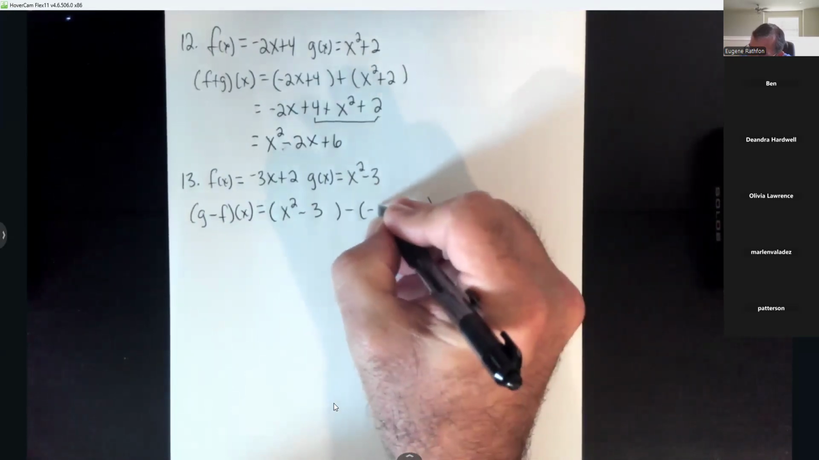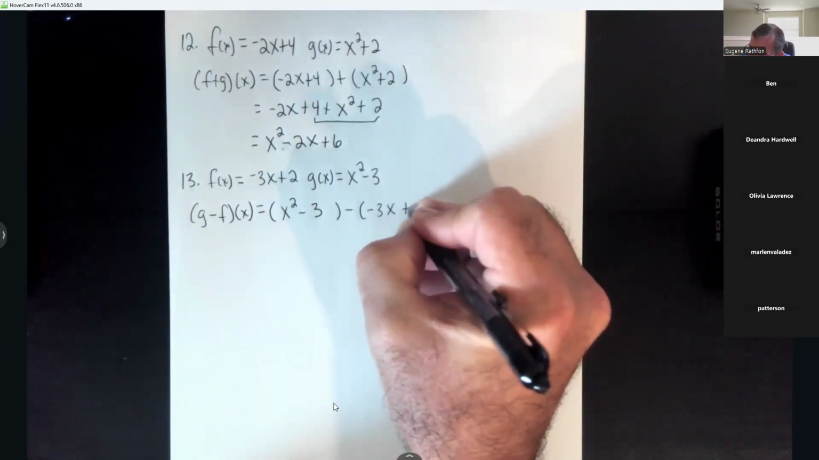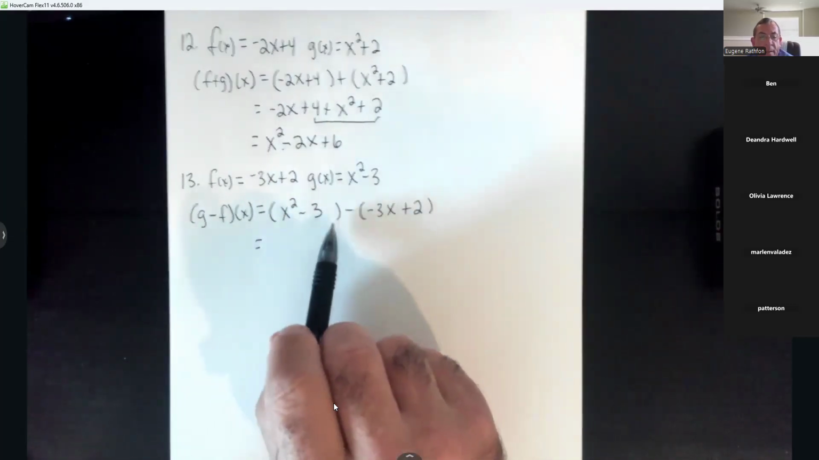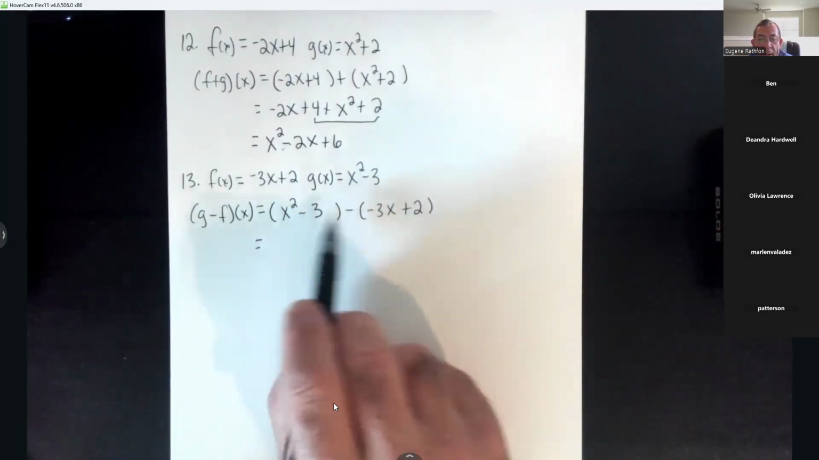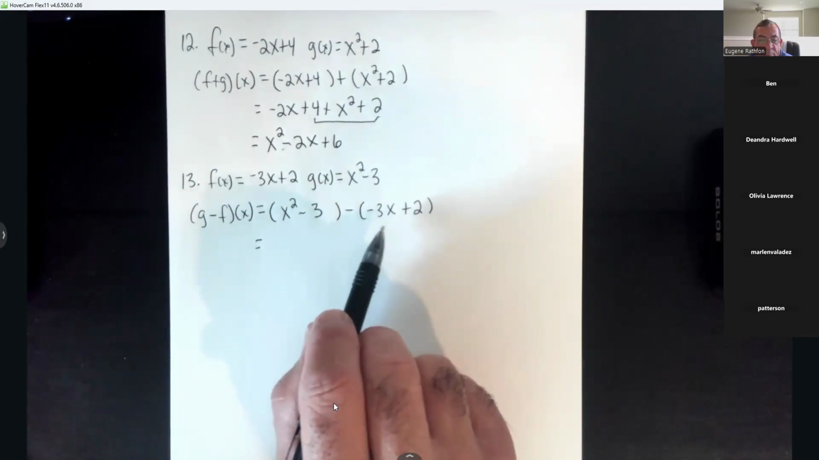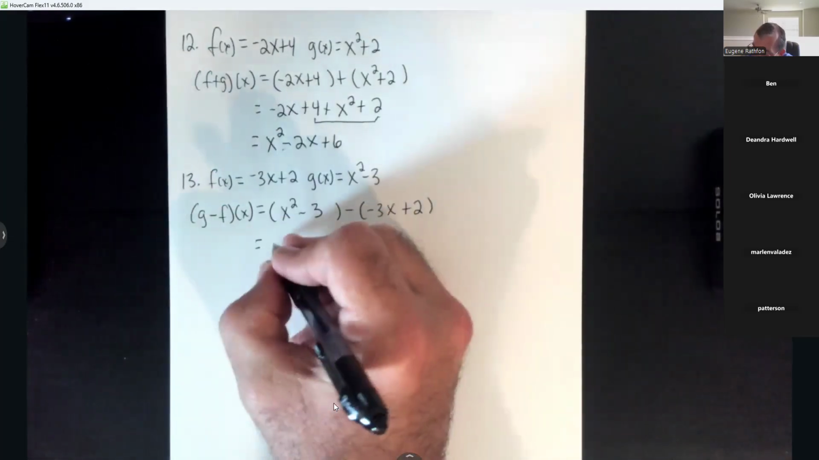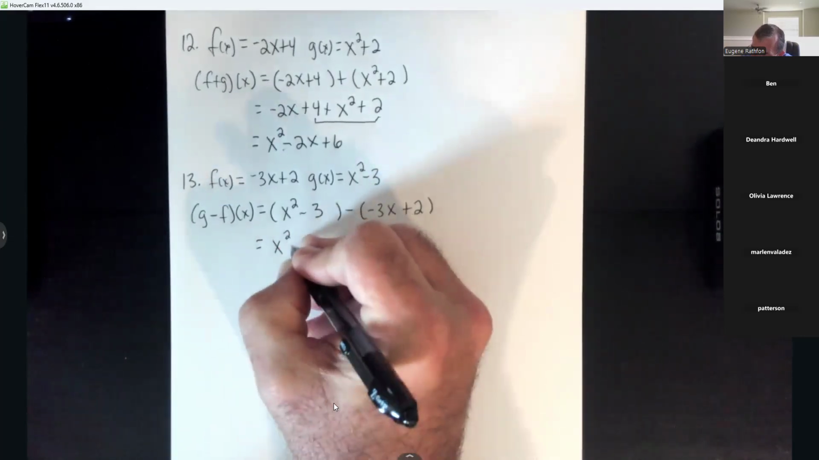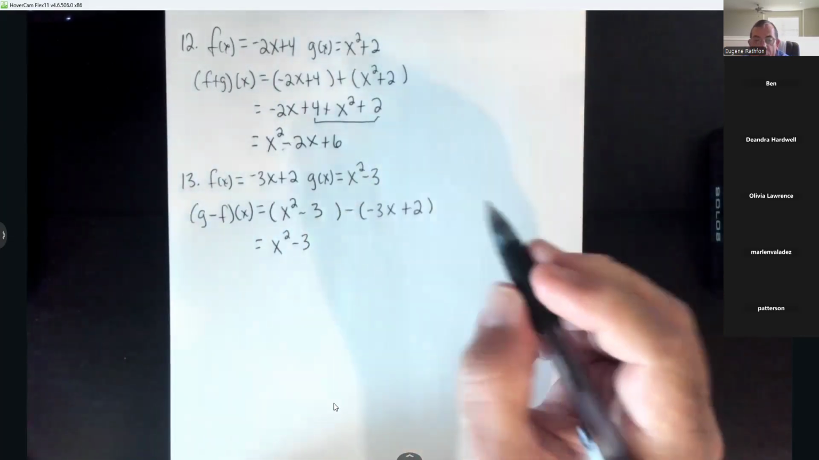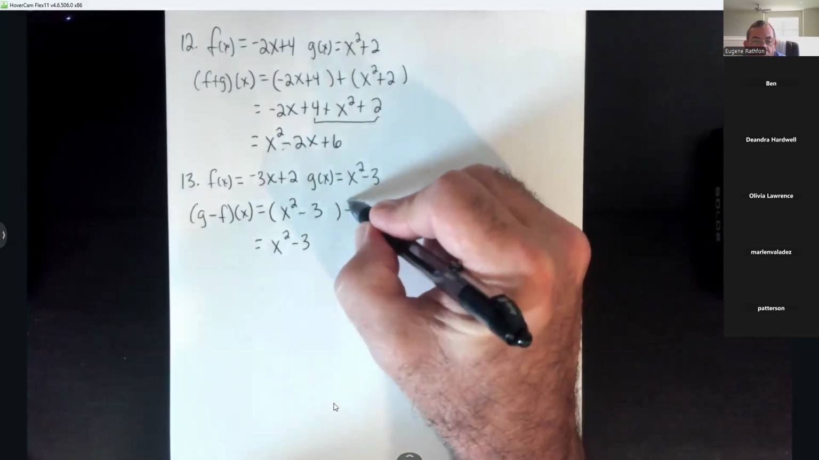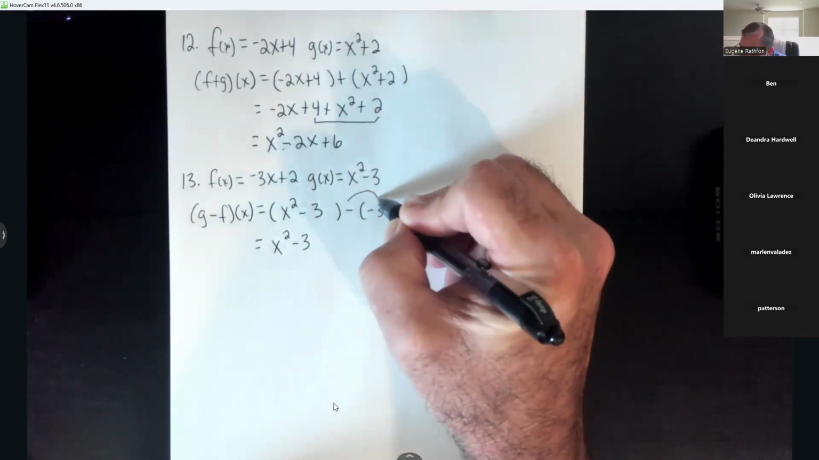F is a negative 3x plus 2. Now for y'all that did the practice one, let me show you where you were making a little bit of mistakes. So you drop the first parentheses and bring out the x squared minus 3. I was getting a few people right here. Remember, you're subtracting a negative.